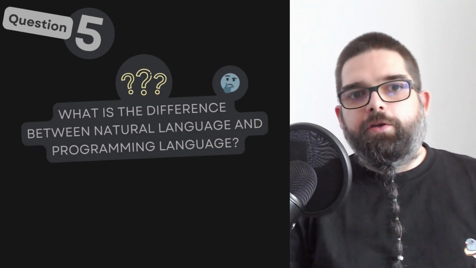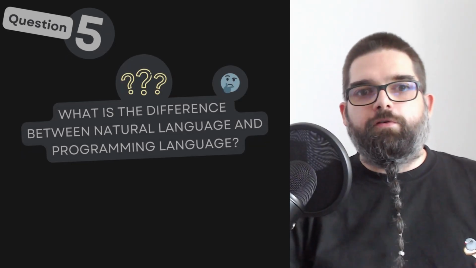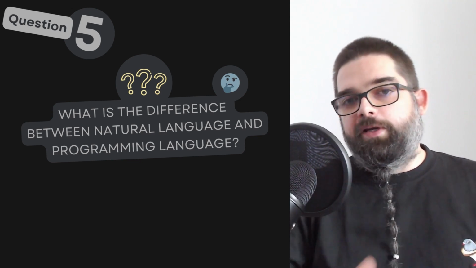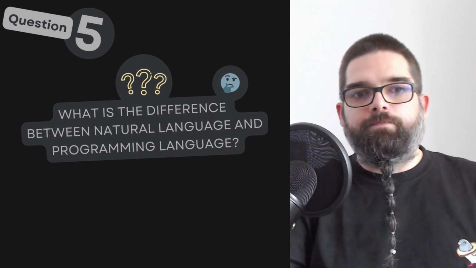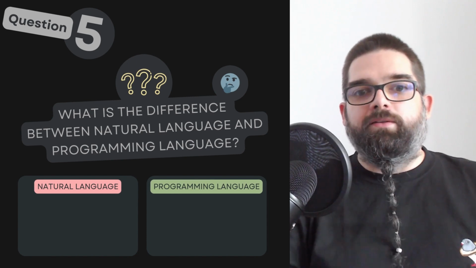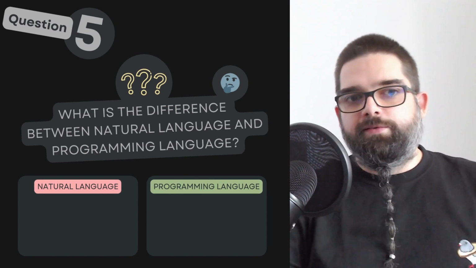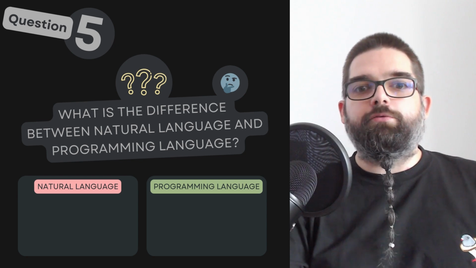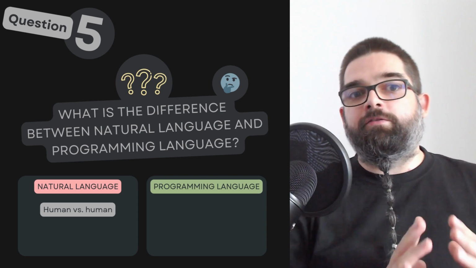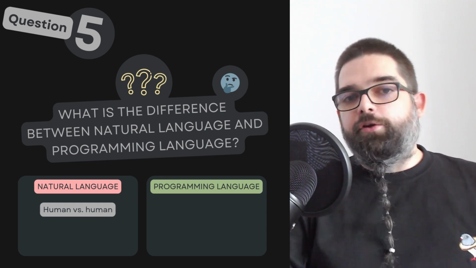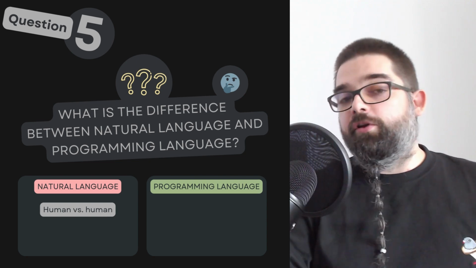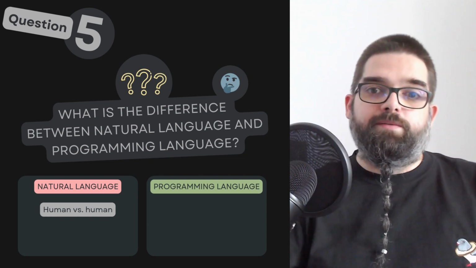Question number 5. You said that programming language is used for communication with the computer. What's the difference between natural language used by humans and programming language then? So, both programming and natural languages are invented by humans, but have different goals. Natural language is used for communication between people. It has some grammar rules, but it does not have so strict syntax. You can say the same thing in many ways in English, right? So, usually, human language is more flexible.